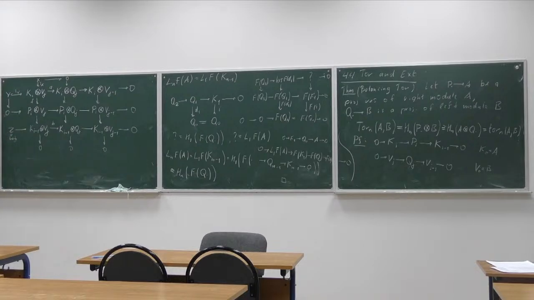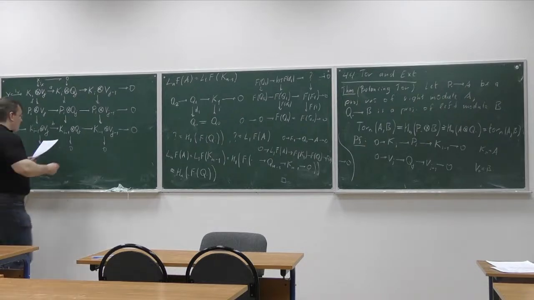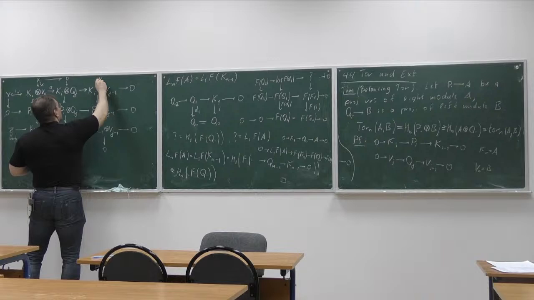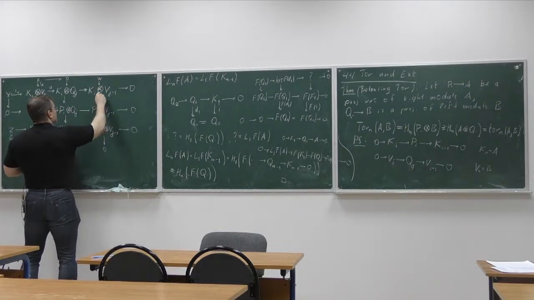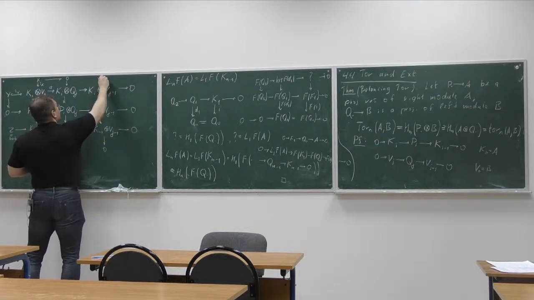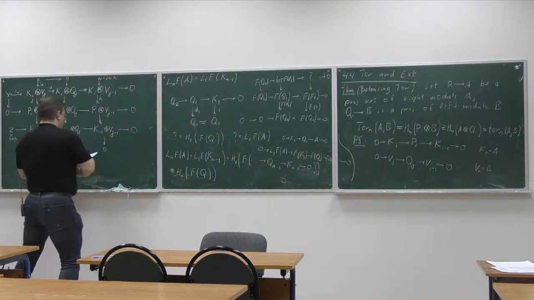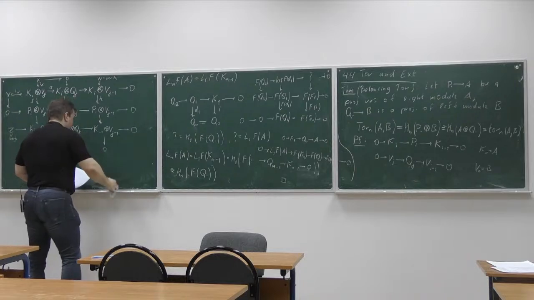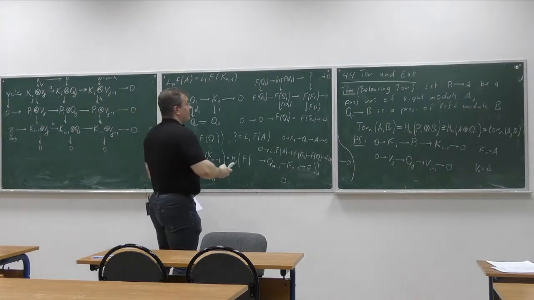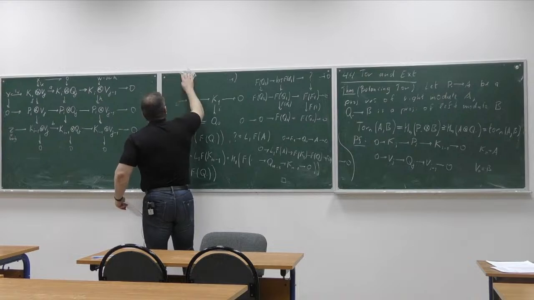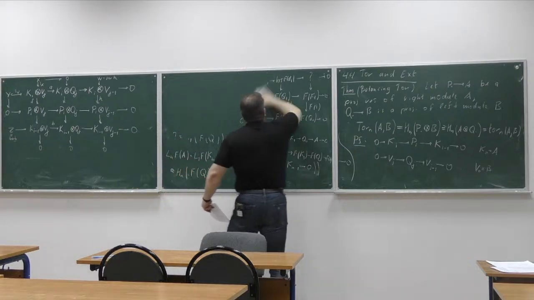So I'm also claiming that these two squares are commutative, and this is because, essentially, of the naturality that we proved in the beginning of today's lecture. So finally, this last kernel I'm going to call W, so this map is H, so W is the kernel of H. Okay. This is the diagram, and from this diagram I claim that I can see the proof of the theorem.